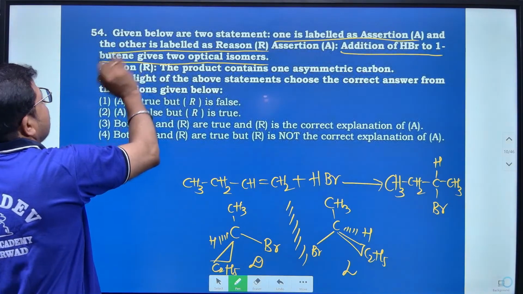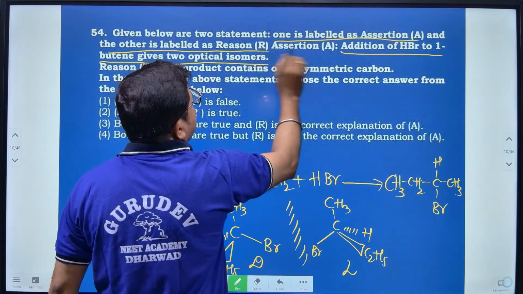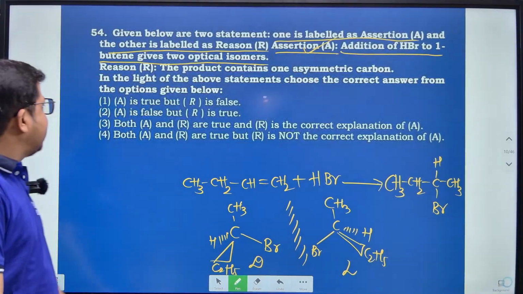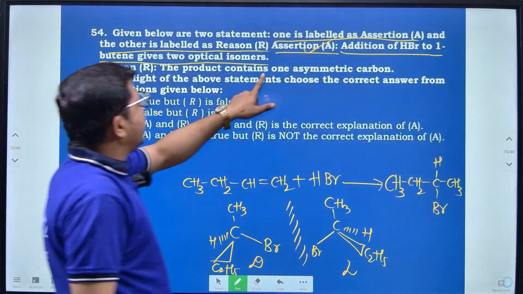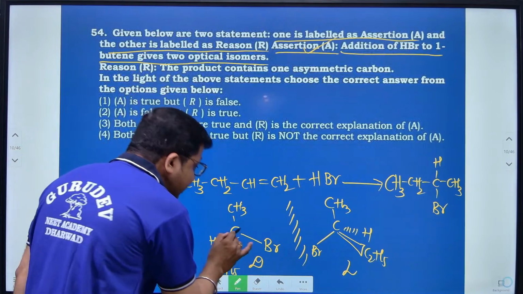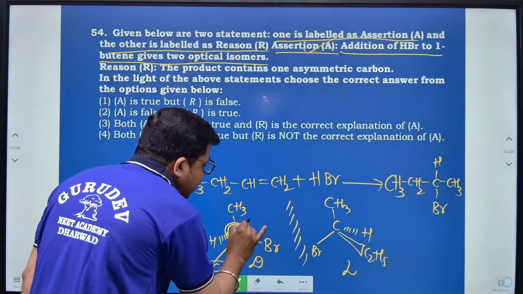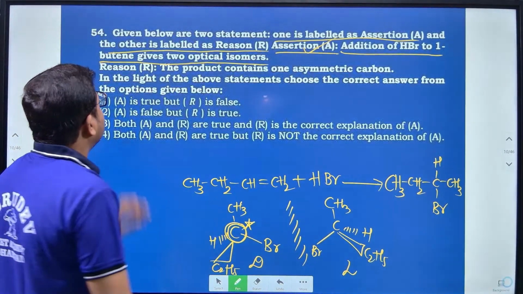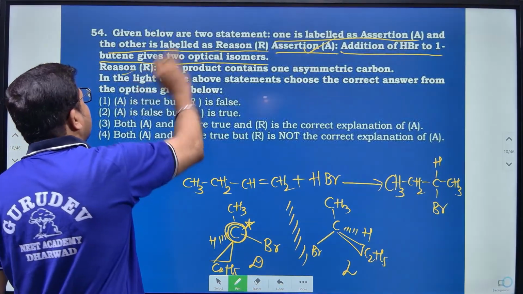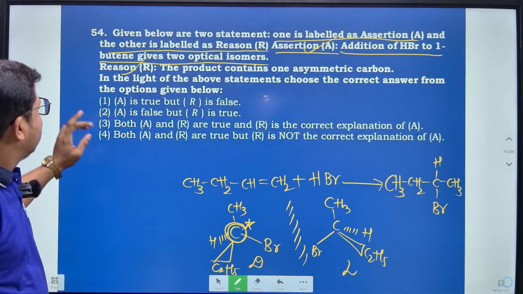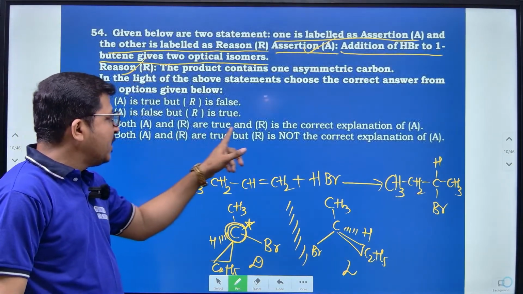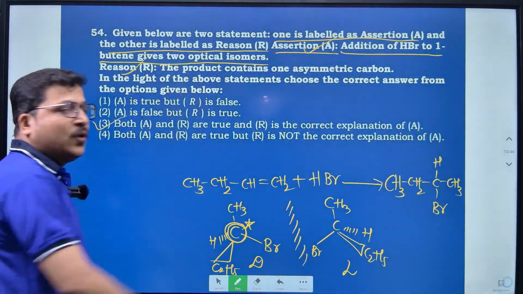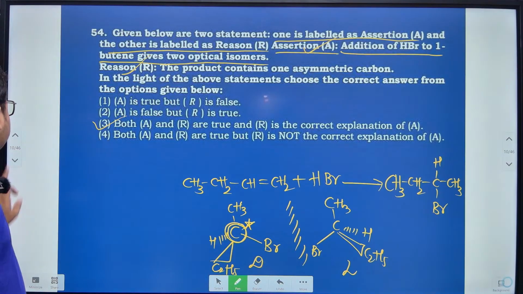Hence the assertion is right. And next, the product contains one asymmetric carbon. If there is an asymmetric carbon, then it is called chiral. That's what the reason says, and the reason is also right. Therefore both assertion and reason are true, and the reason is the correct explanation of the assertion. Therefore the right option is option number 3.